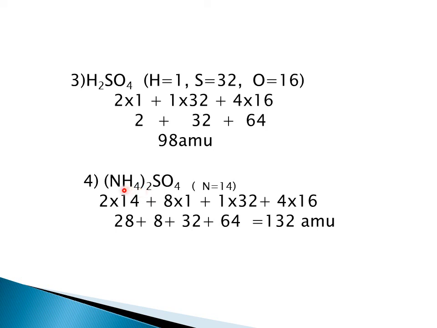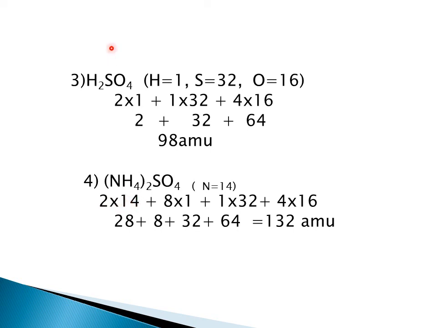Did you understand? (NH4)2 means N into 2, that is 2 atoms of nitrogen. And 4 into 2 hydrogen. There are 4 hydrogen atoms inside the bracket. So 4 into 2, total there are 8 hydrogen atoms. That is why it is written as 2 into 14. 2 into 14 is the atomic mass of nitrogen.